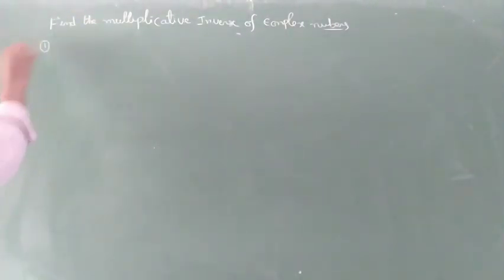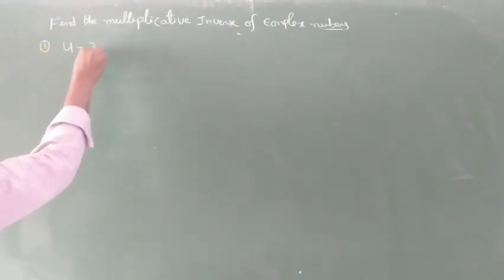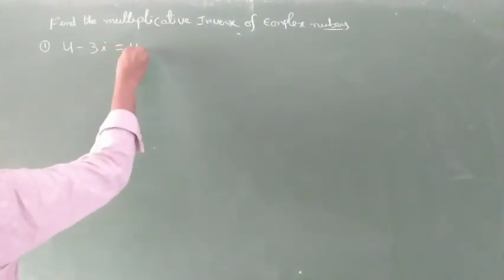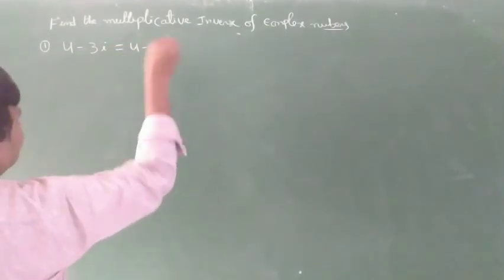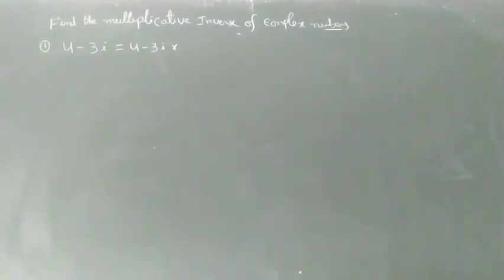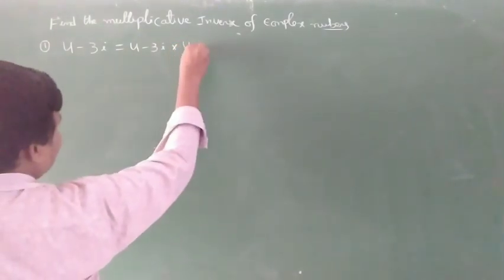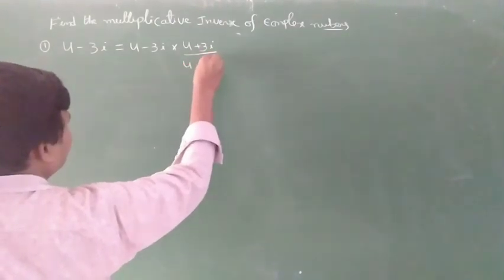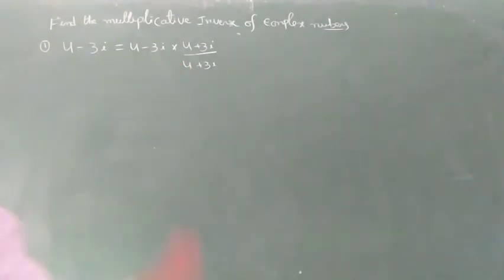So the first one, 4 minus 3i. 4 minus 3i, that is equal to 4 minus 3i, into rationalization. You know rationalization? 4 minus 3i is given, so multiply and divide by 4 plus 3i. This is called rationalization.